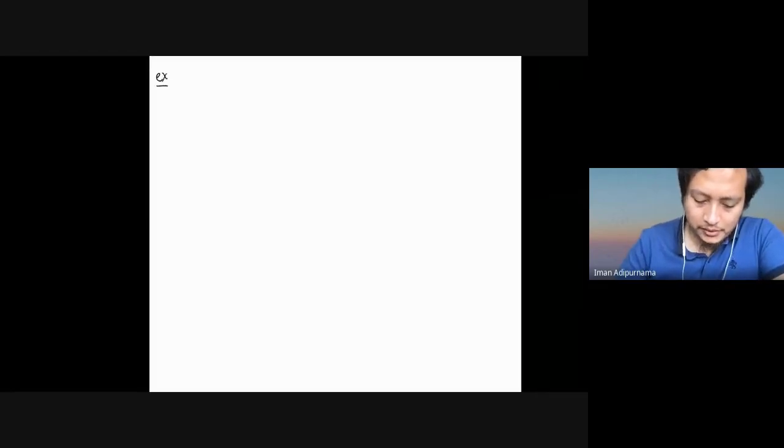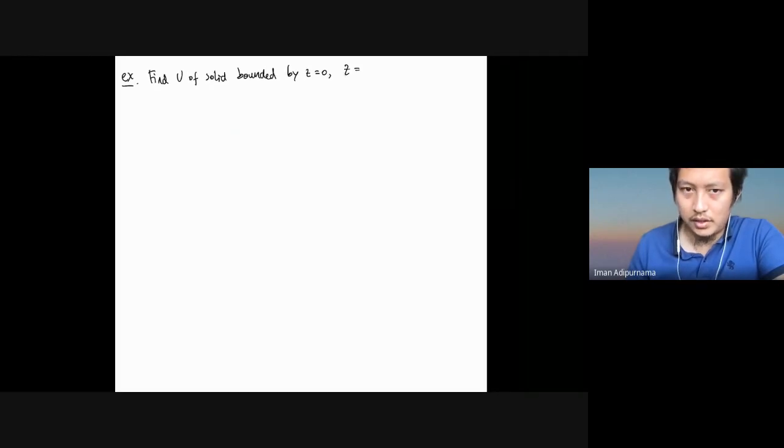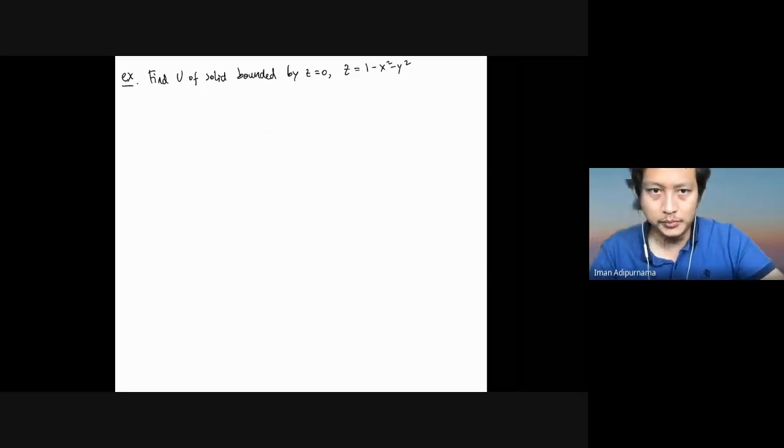Okay, another example. Find the volume of the solid bounded by z equals 0 and z equals 1 minus x squared minus y squared.